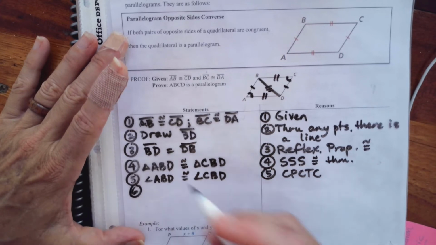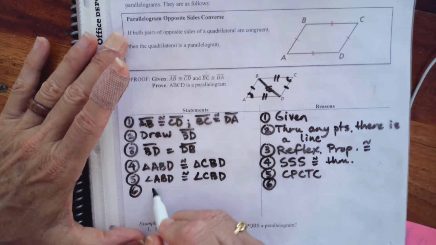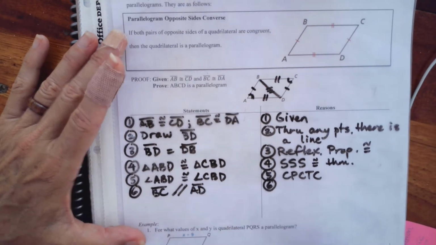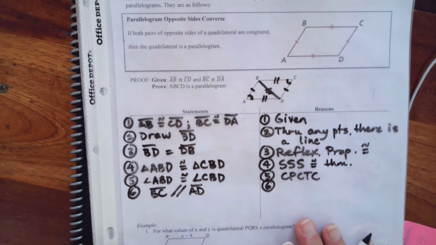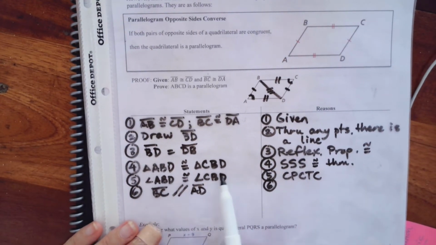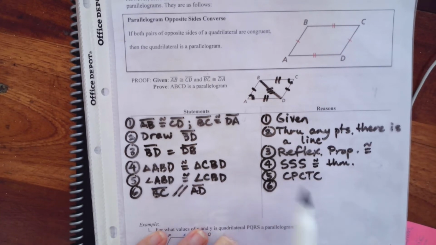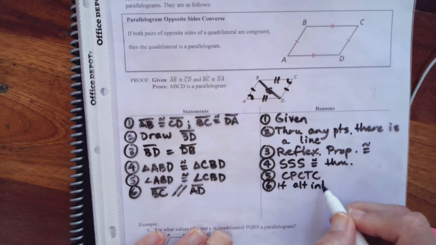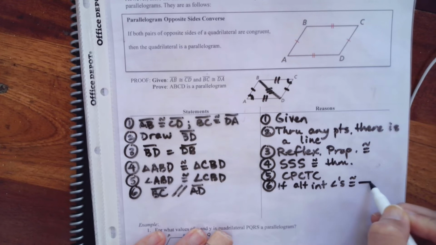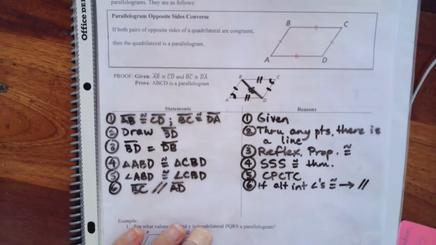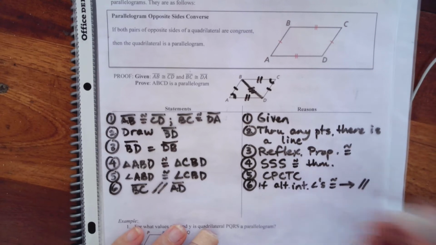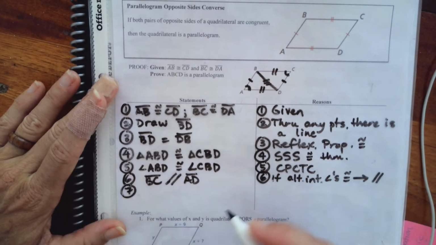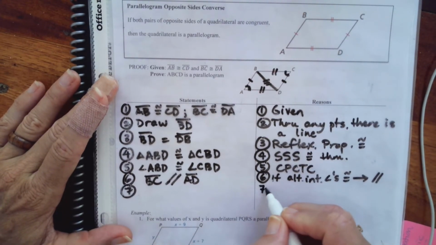Now I can say that BC is parallel to AD. Remember, the definition of a parallelogram is that the opposite sides have to be parallel. Why can I say this? Because these are alternate interior angles. So if alternate interior angles are congruent, then I get parallel lines. I don't know if you remember that or not, but it's the converse of the theorem we've been using. And then for step 7, I can do almost exactly the same thing.